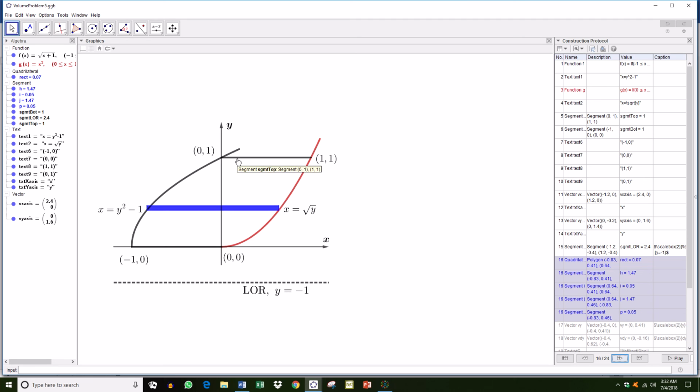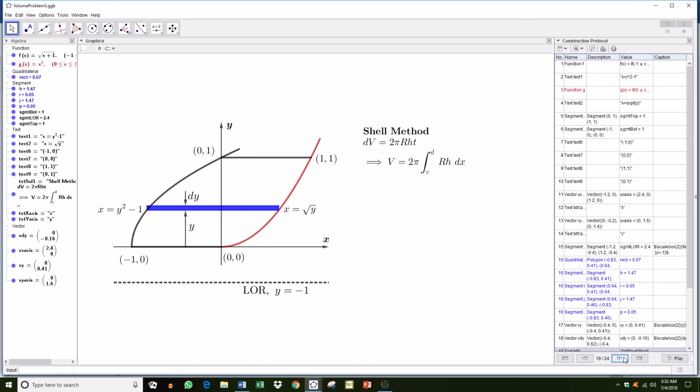Immediately you need to draw y and dy. In the previous case, x and dx. This time it's y and dy. And we need to figure out what method, right? Because the rectangle is parallel to the line of revolution, shell. Shell, 2 pi r h t. So what is r, what is h, what is t? If you figure that out, you are in business.